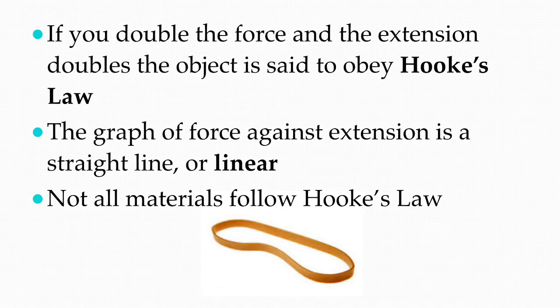So objects which obey Hooke's law will have a linear region where the force is proportional to the extension. Some objects and materials don't have a linear region at all, such as rubber.